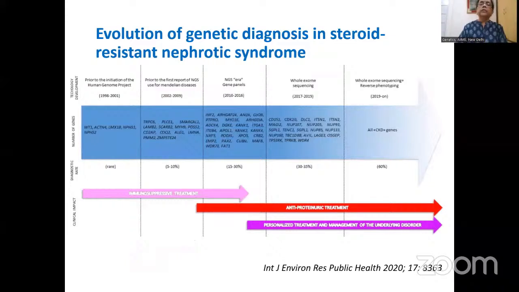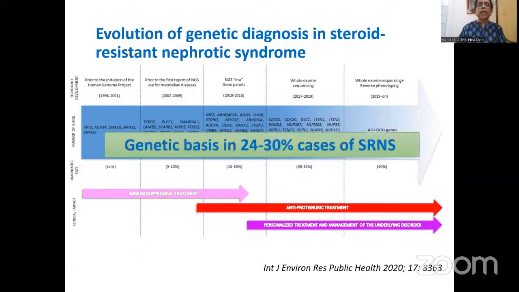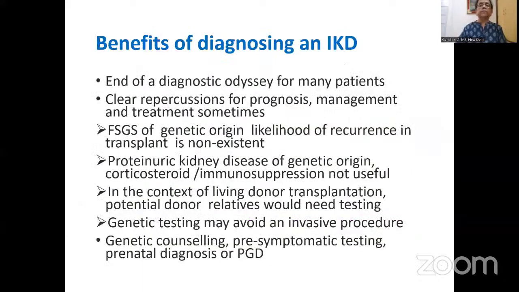So here lies the importance of doing more expanded testing using whole exome sequencing in certain renal disorders. This slide just shows you the evolution of genetic diagnosis in steroid-resistant nephrotic syndrome. In the beginning, few genes were being tested and the yield was low. As we progress towards, say, whole exome sequencing, the yield becomes higher. From case to case, from patient to patient, we really need to consider which would be the best test, as I discussed earlier. About 24 to 30% of cases of steroid-resistant nephrotic syndrome have a genetic basis.